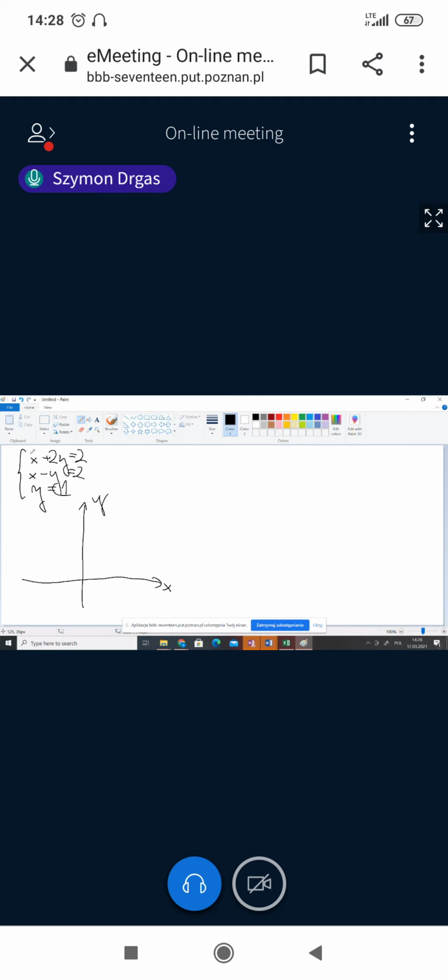So the first equation intercepts the x-axis at 2. When x is 0, then y should be 1. So that's the first line that corresponds to the first equation.